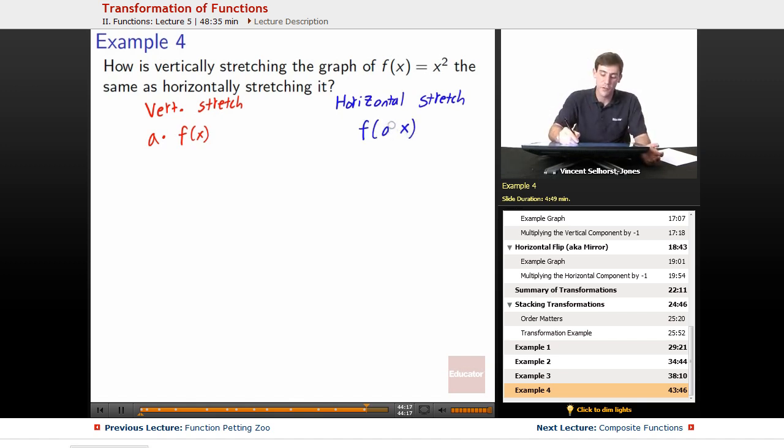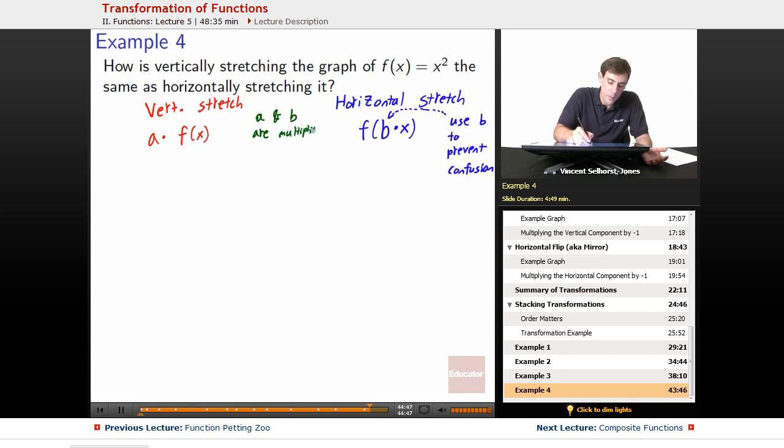Now, I think it's a little bit confusing to use a in two places, so instead we're going to call this b. We're just using b to prevent confusion. So don't worry about the fact that it's not what we were seeing before. It's not the same a multiplicative factor that we saw before. It means the exact same thing. A and b are both just constants. So a and b are multiplicative constants. They're just how much we're stretching by, whether it's a horizontal stretch or a vertical stretch.